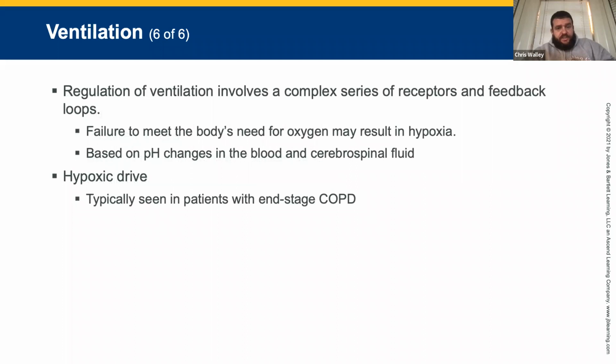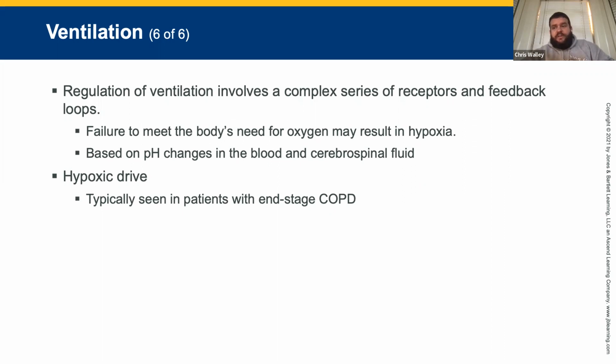So when we talk about ventilation, regulation of ventilation involves a complex series of receptors and feedback loops that sense gas concentrations in the body fluids and send messages to the respiratory center in the brain to adjust the rate and depth of ventilation. The body's need for oxygen is constantly changing. Failure to meet this need may result in hypoxia, a condition in which the tissues and cells of the body do not get enough oxygen. If not corrected, the patient may die quickly.